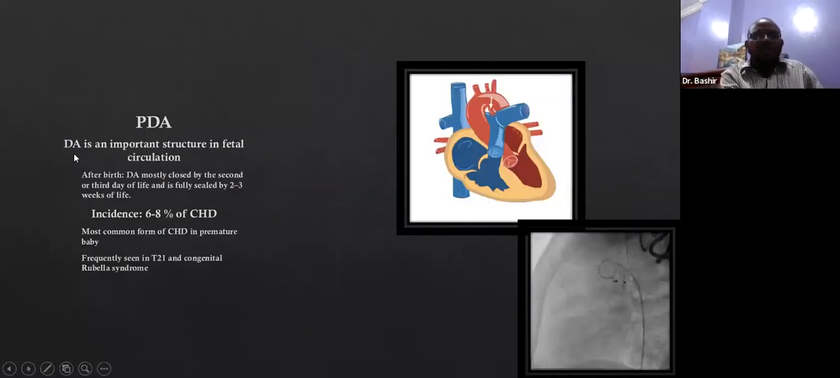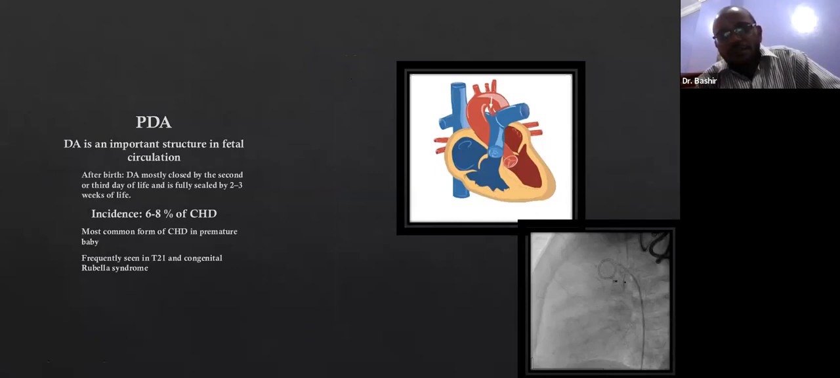The PDA, as we said, ductus arteriosus is an important structure of the fetal circulation. It should be present in all fetuses. If it's closed prematurely, intrauterine, they will have right heart failure and even IUFD.